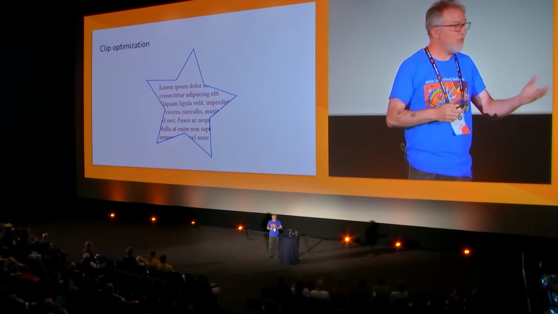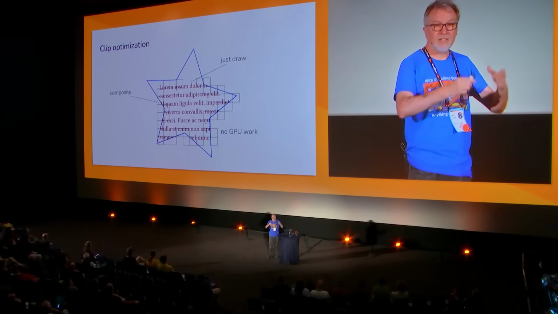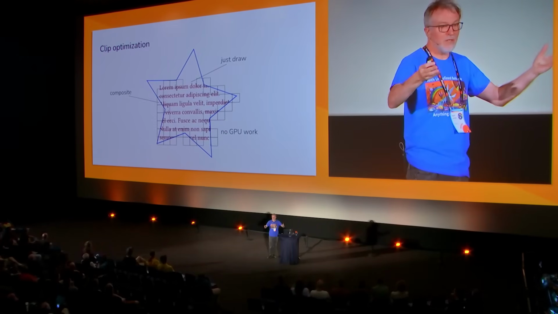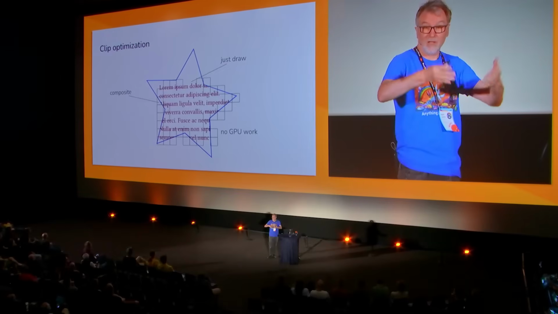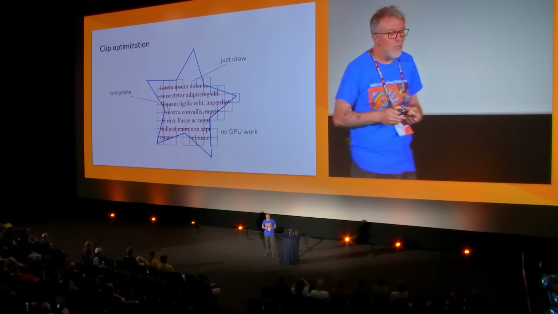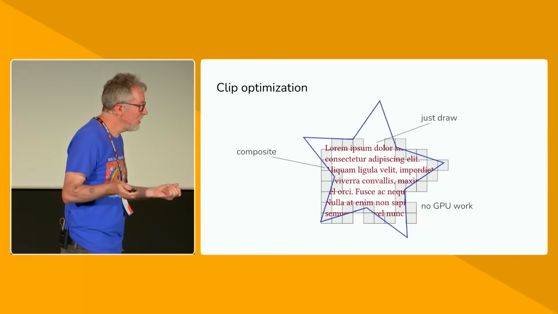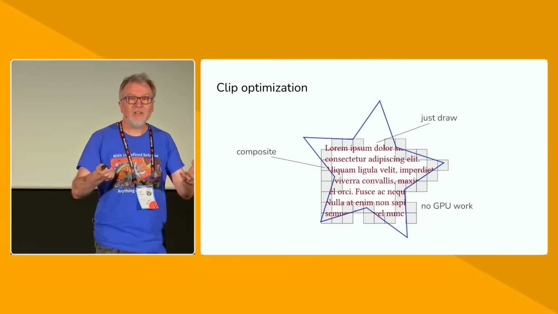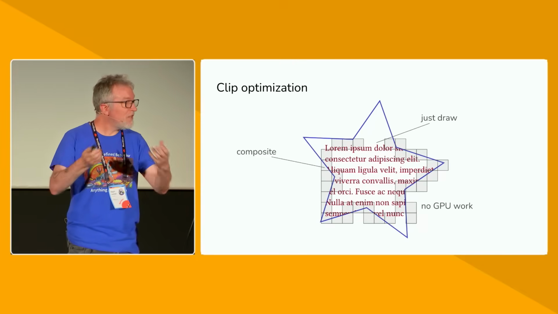And this is challenging. Like Tiny Skia will draw the inner contents, and it'll draw the mask, and then it'll composite everything. And that is a real performance problem. So we want to optimize this, again, with the philosophy of making the GPU work as efficient as possible.